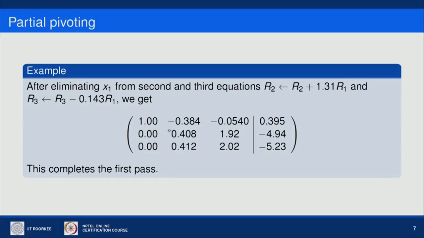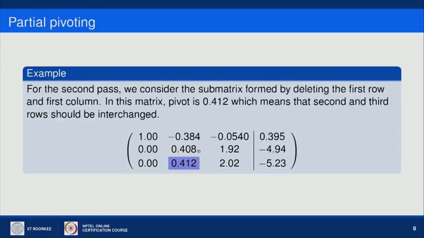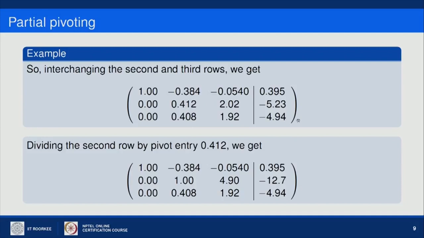Now, what I will do? I will do the same for the second and third equations, but leaving out the first column because these are 0, 0 already. So, for this I will go to the second column. In the second column I will choose the element having the maximum absolute value out of these two, that is 0.408 and 0.412. So, element 0.412 is bigger than 0.408. So, I will interchange the third equation with the second equation. So, the system will become like this.